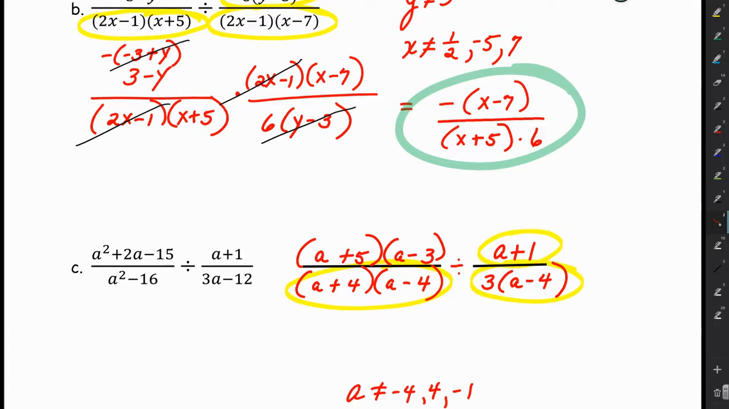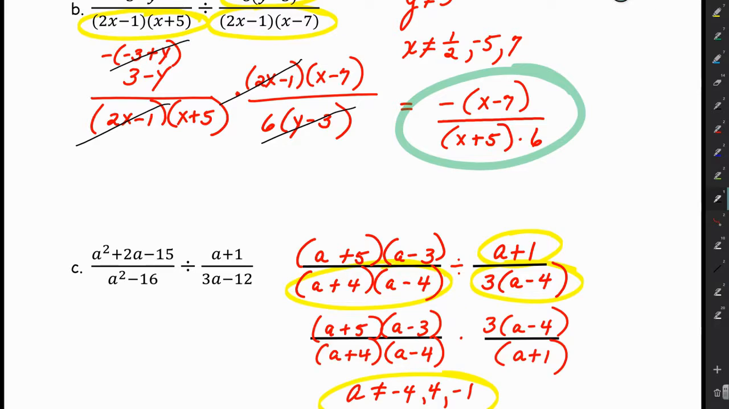All right, now we're going to rewrite it where we multiply by the reciprocal. Now we're going to cancel out any like terms that we have. Looks like that's all that we have. And we'll just write our final simplified expression. So the final answer here is 3 times a plus 5 times a minus 3 divided by a plus 1 times a plus 4.